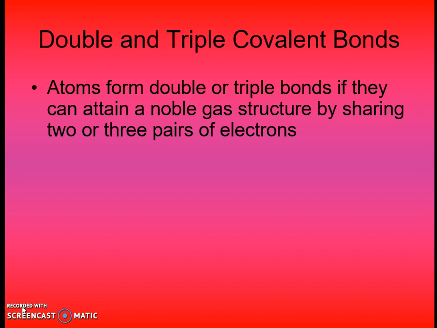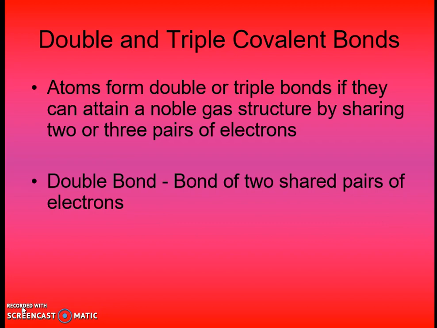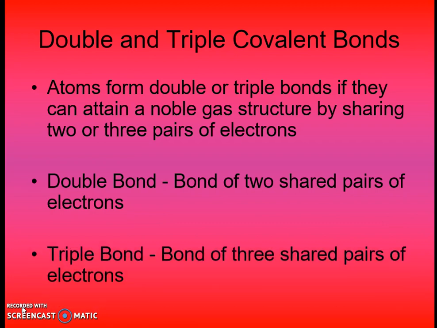So 2 oxygens coming together, well, 1 bond only gives them 7 in total, so they do need to make a second bond to get to 8. So they can share 2 or 3 pairs of electrons if each atom that is being bonded together has the ability to make another bond. So a double bond, again, is 2 pairs of electrons, like we saw in the oxygen, and a triple bond, therefore, 3 shared pairs of electrons.